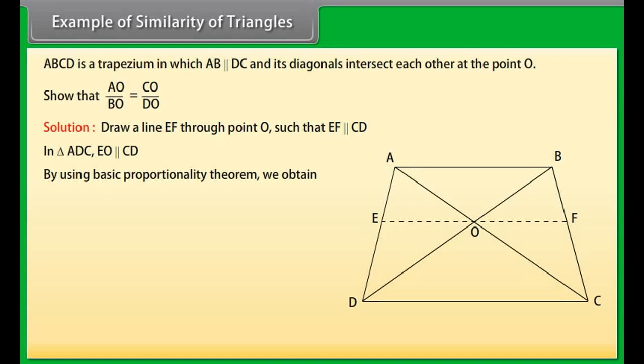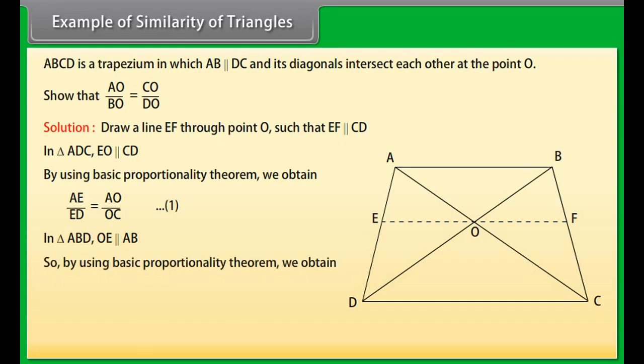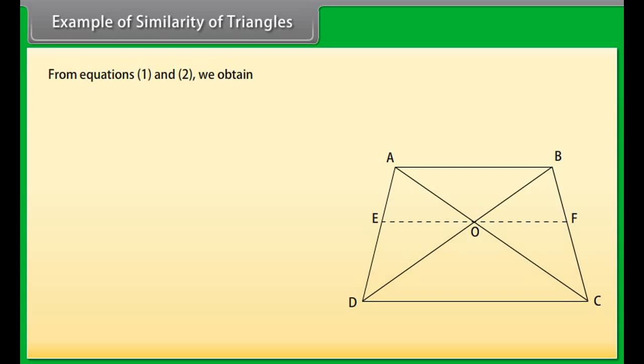By using the basic proportionality theorem, we obtain AE/ED = AO/OC. Mark it as 1. In triangle ABD, OE is parallel to AB. So, by using the basic proportionality theorem, we obtain ED/AE = OD/BO, which implies AE/ED = BO/OD. Mark it as 2. From equations 1 and 2, we obtain AO/OC = BO/OD, which implies AO/BO = OC/OD.